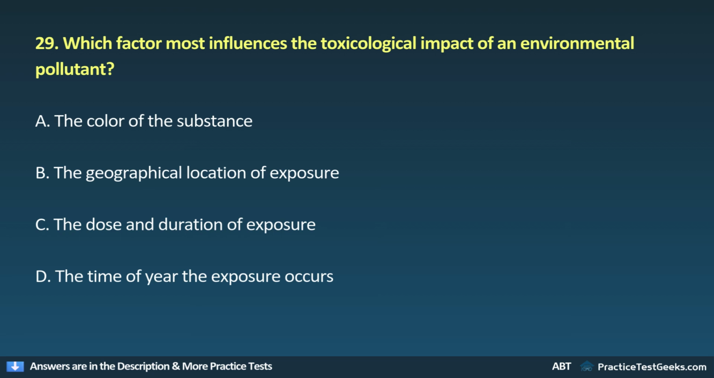29. Which factor most influences the toxicological impact of an environmental pollutant? A. The color of the substance. B. The geographical location of exposure. C. The dose and duration of exposure. D. The time of year the exposure occurs.